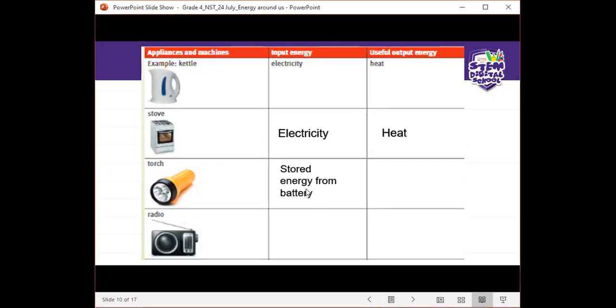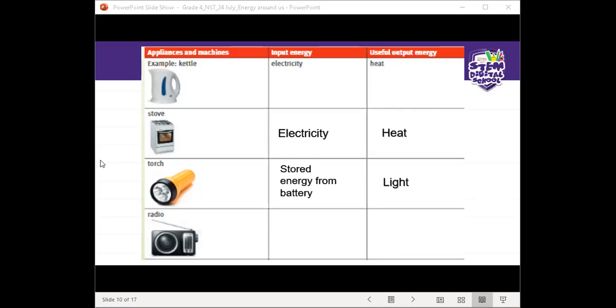Okay, so let's see. We have the input energy, which is the stored energy from the battery, and the useful output energy is light. All right. Okay, I see Zoe also answered in the group, ma'am. It is a battery and light.